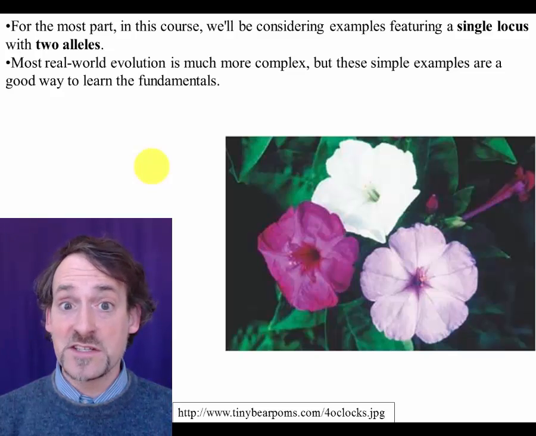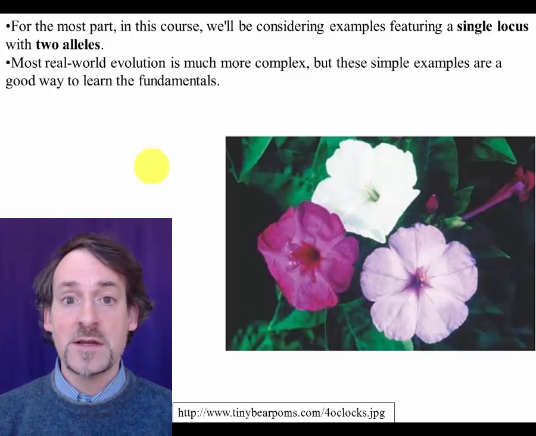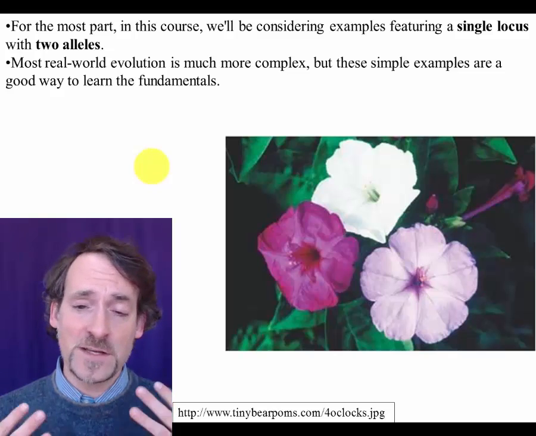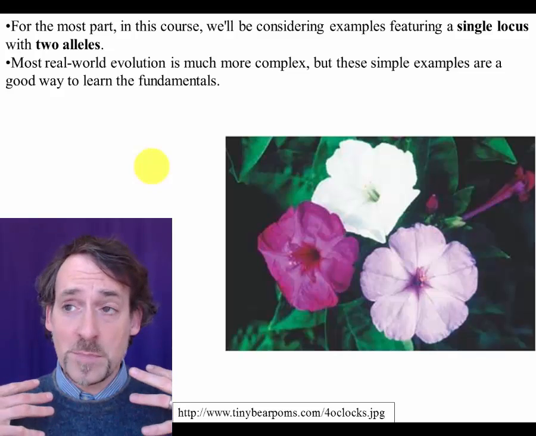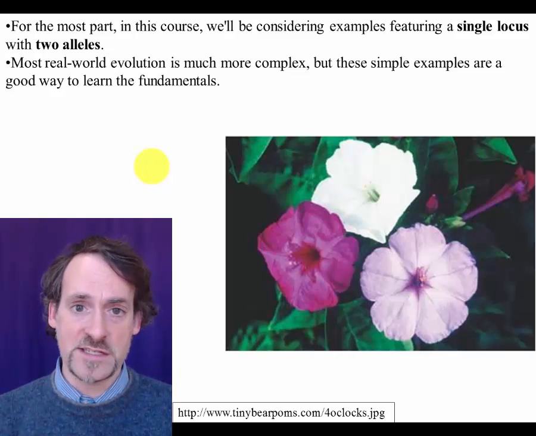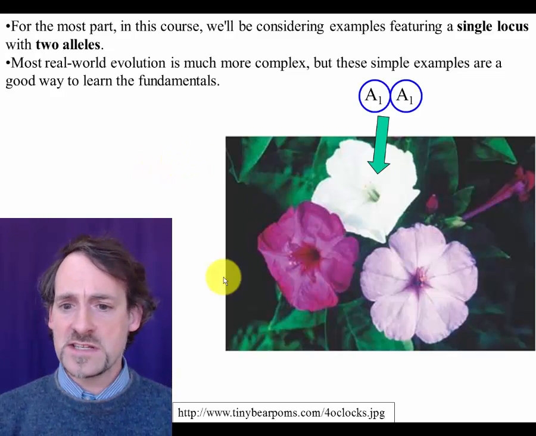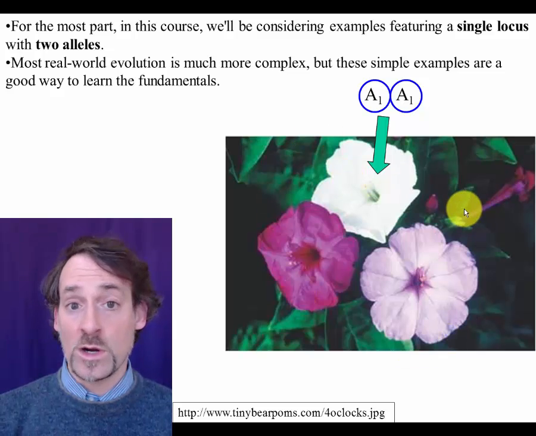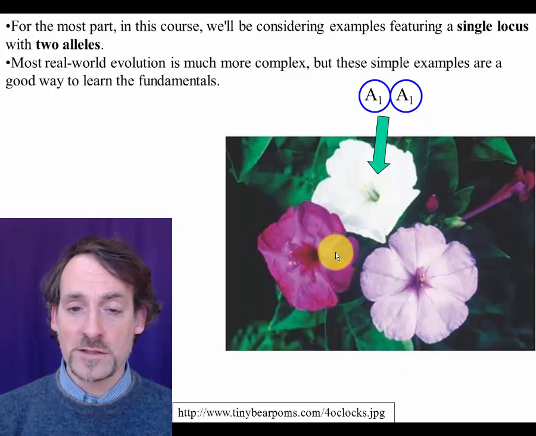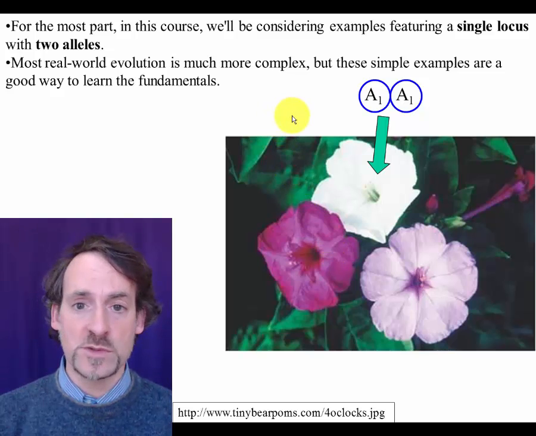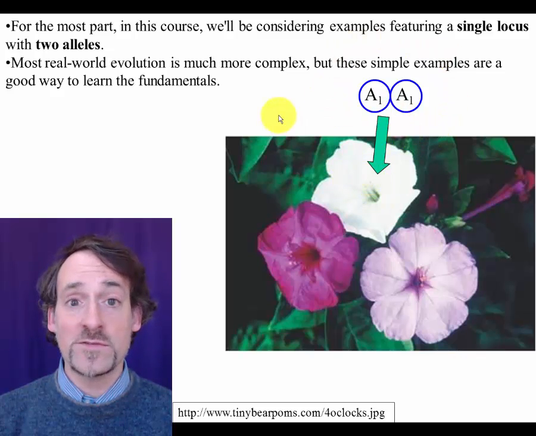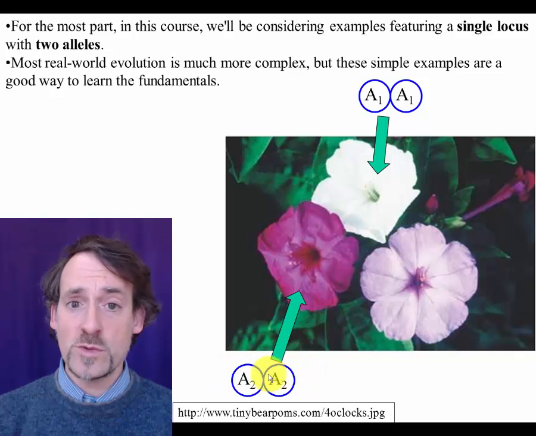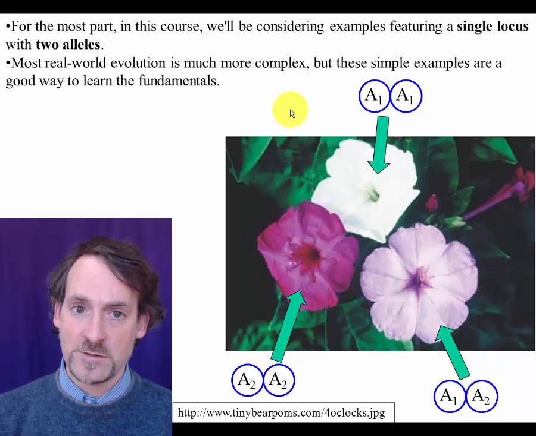Most of the evolution that actually happens is much, much, much more complicated, but if you understand the fundamentals of how a one locus, two allele system works, you can basically apply that knowledge to these much more complicated cases. So here's an example. These flowers are called 4 o'clocks, and flower color is determined by a single locus with two alleles. If you are a 4 o'clock plant and you get two A1 alleles, you will have white flowers. If you get two A2 alleles, you have red flowers. If you get one of each, your flowers will come out pink.